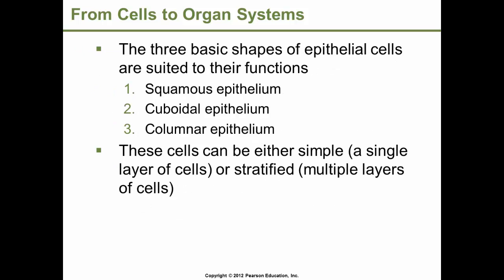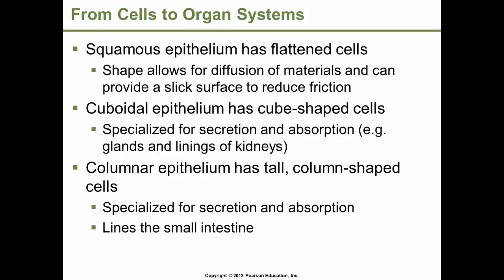The 3 basic shapes of epithelial cells are squamous epithelia, cuboidal epithelium, and columnar epithelium, and these can either be a single layer of cells, or classified as stratified, multiple layers of cells. Squamous epithelium has flattened cells. The shape allows for diffusion of materials and can provide a slick surface to reduce friction, such as in the blood vessels, which allows oxygen and carbon dioxide to readily diffuse.